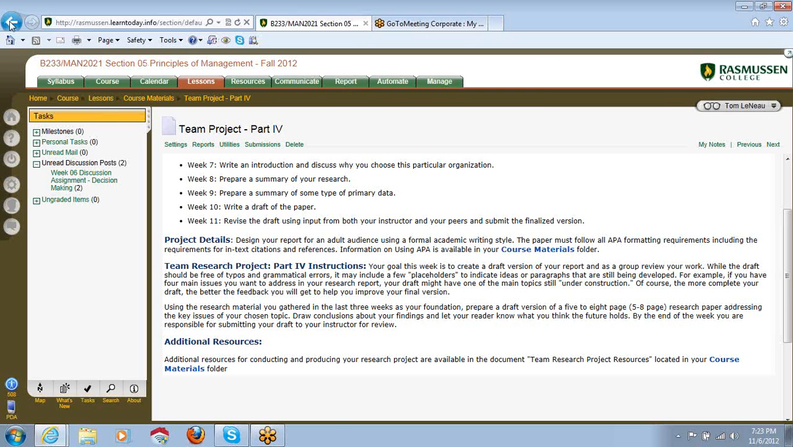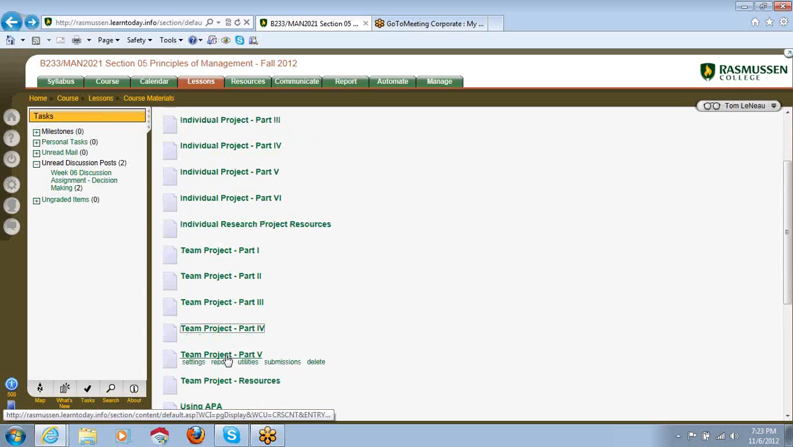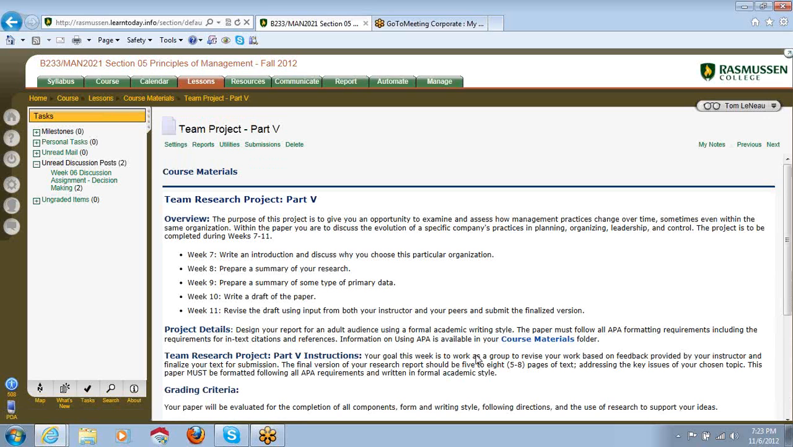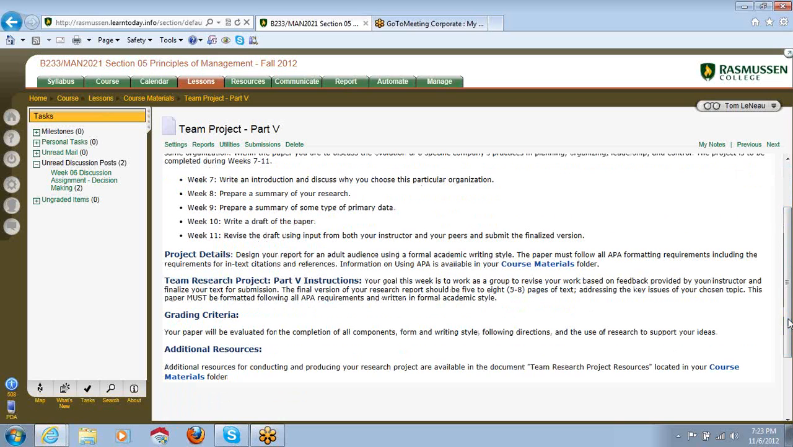And of course, that means, and this I know will be a complete stunner for you, the last part, part 5 of the project, is of course the final project in final form: specific company, management practices changing over time, planning, organizing, leading, controlling, final version. Of course, part 5 is week 11. Most of you are familiar enough now with the Rasmussen online classes to know that week 11 actually ends on a Friday. I want to say it's like December 14 or 15.